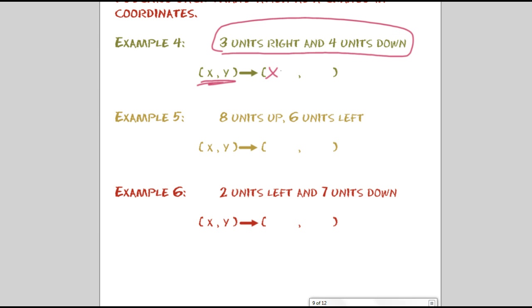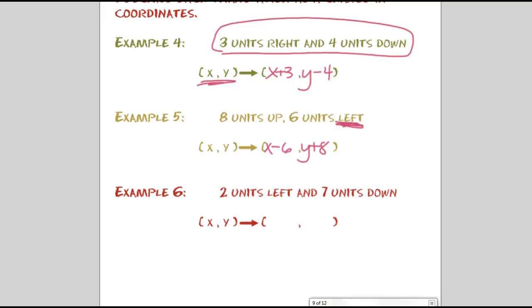X plus 3, and y minus 4. Beautiful. Chris, next one. 8 units up and 6 units left. Y plus 8 and x minus 6. Oh, I couldn't trick you. Very good. Do you see how I put 8 units up first? And that's the y value. I didn't put the x one first. I was trying to trick Chris, but I couldn't do it. When you hear up and down, you're affecting the y. And when you hear left and right, you're affecting the x. Now this is the first time this has happened. We're going left. So it's not x plus 6, it's x minus 6 because we're going left.